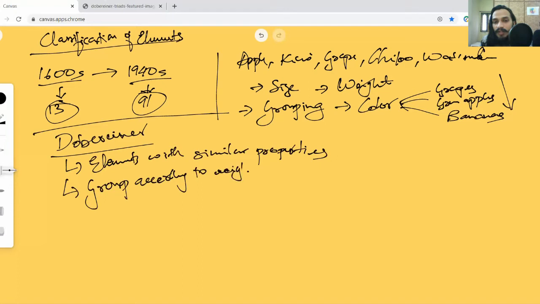But he was looking for something very specific. He said that in a group, I can have three elements. Of these three, let's say element number one, element number two, element number three, all grouped by their weight. So this will be the lightest, this will be the heaviest.